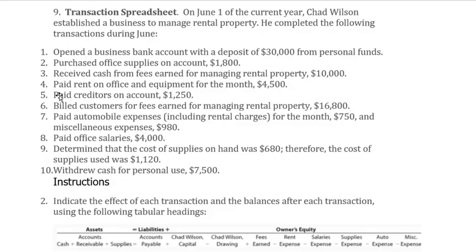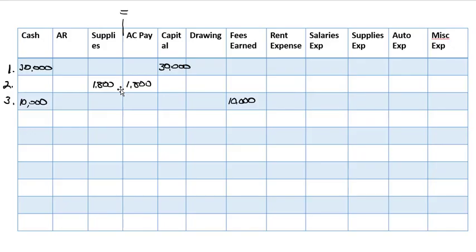For 4, we paid rent on office and equipment for the month of $4,500. So this is office and equipment rent for $4,500, and it's paid. That means the cash is going out. So for 4, I'm going to show it like this: $4,500, a decrease in cash, and that's going to be rent expense.